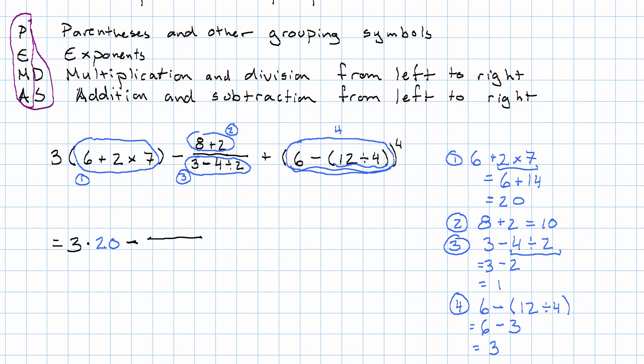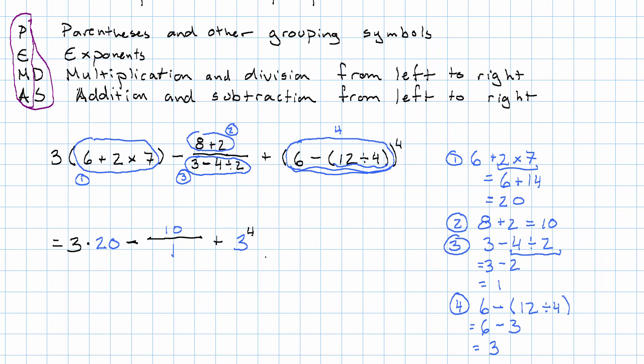Now, this group in the numerator, I said worked out to 10, and the one in the denominator worked out to 1. And then that last group, the one with the parentheses in it, we said that worked out to 3. And I haven't done anything with that exponent yet, so I'm going to leave it alone. I'm just going to copy it. That looks a whole lot better, doesn't it?